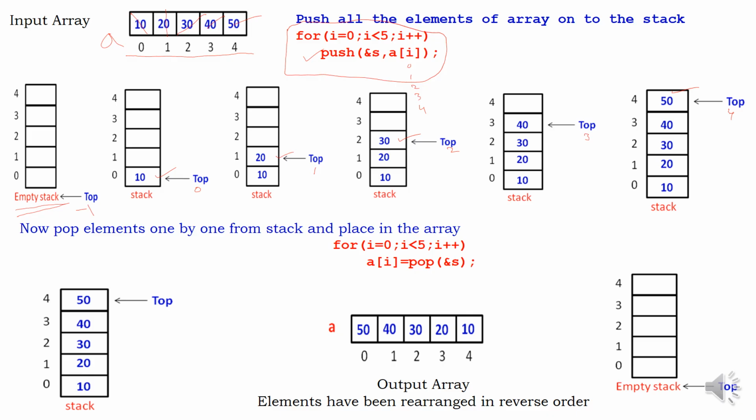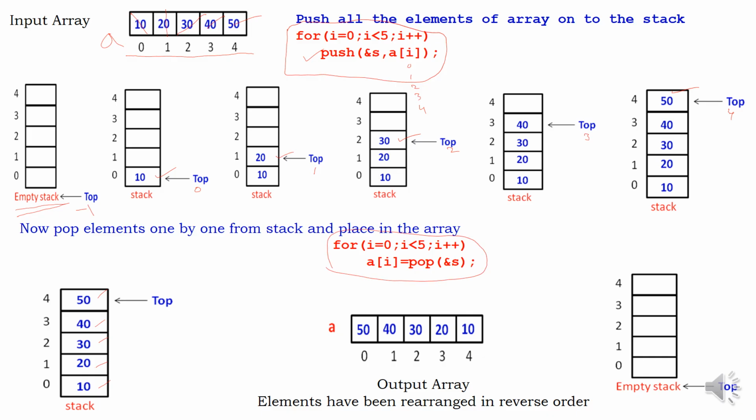There are no elements in the array now. Now pop elements one by one. If you pop, the most recently placed element is popped. That is, in reverse fashion, you are going to pop. 50 is popped, then 40, then 30, then 20, then 10. This is the order we want. So these elements we are going to place again using this statement.